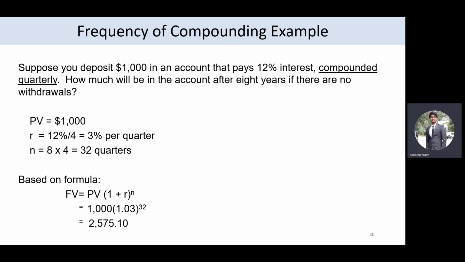Suppose you deposit 1,000 in an account that pays 12% interest compounded quarterly. Compounding quarterly means 4 times in a year. How much will be in the account after 8 years if there is no withdrawal? Let's see. Present value is 1,000. R will be 3% per quarter. The number of periods is 32 quarters at an interest rate of 3% per quarter. Based on the formula, the future value will be 2,575.